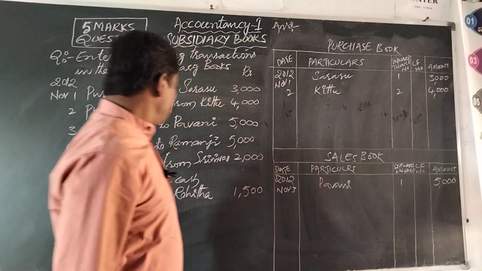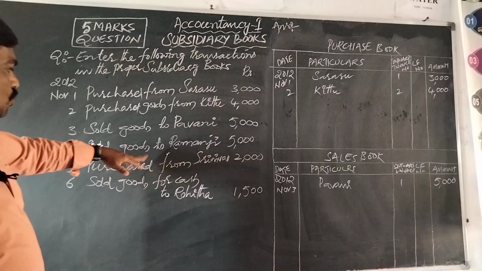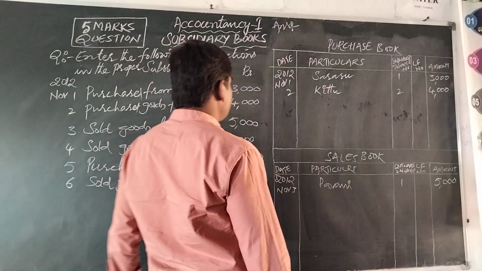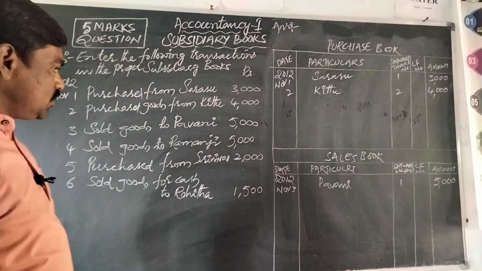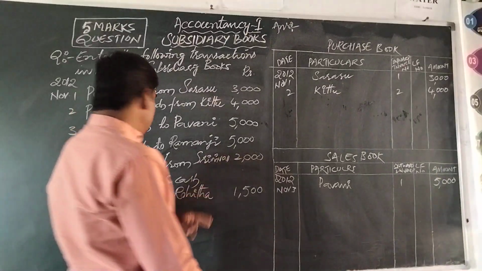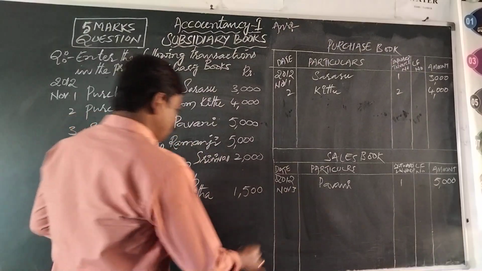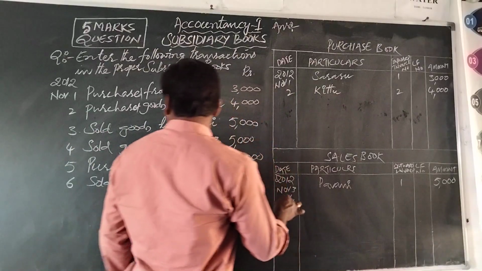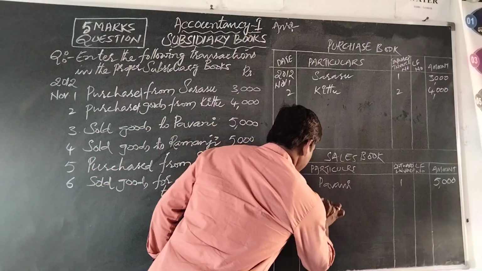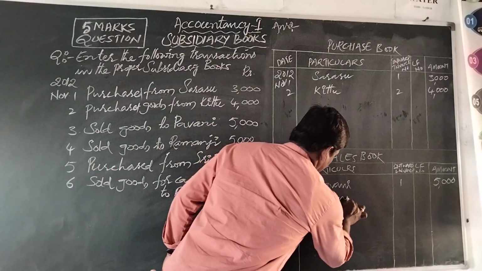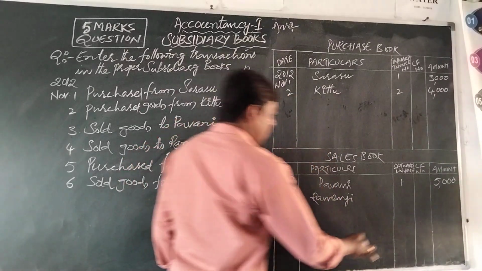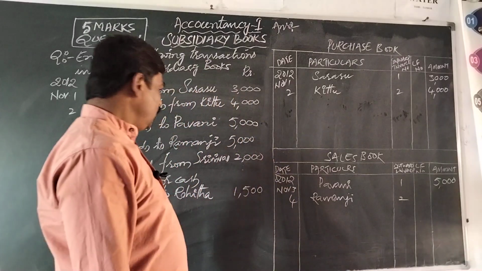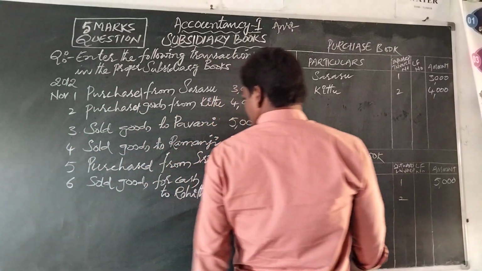Okay, so like this you can write. Then come to the next one, sold goods to Ramanji. It is a credit transaction, so it is recorded in the sales book. Record in the sales book: date 4, name Ramanji, to whom we sold the goods, and outward invoice number 2, that is the assumed figure we are giving here, and amount of rupees 5,000.